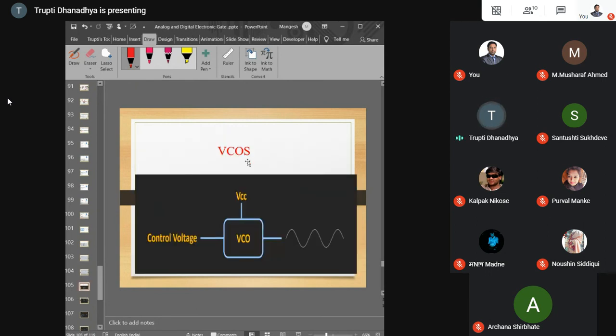Then, yes, VCO. VCO stands for voltage controlled oscillator. Okay, you already know about oscillators.